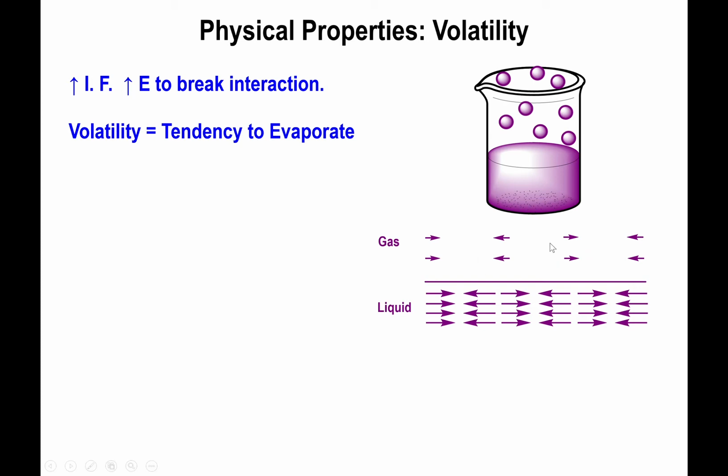You're going to have more gas present as a vapor if the intermolecular forces present in the liquid are weak to begin with. However, if the intermolecular forces in the liquid are strong, you're going to have less and less vapor pressure present. So, long story short, as the intermolecular forces of attraction increase, the volatility decreases. And this is why I'm telling you, don't confuse viscosity with volatility, because viscosity goes up as intermolecular forces go up, but volatility does exactly the opposite.